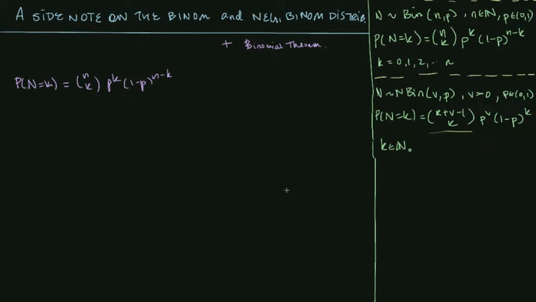A small side note on the binomial distribution, the negative binomial distribution, and the binomial theorem. And we will go through some results that we need to use later on in this exercise. First, let's look at the point probabilities in the binomial distribution.